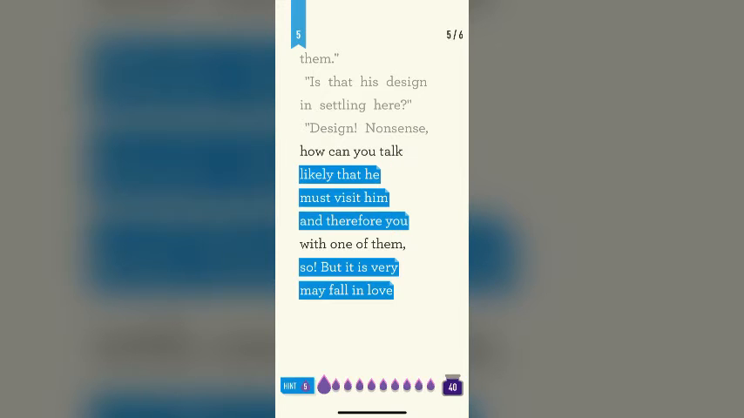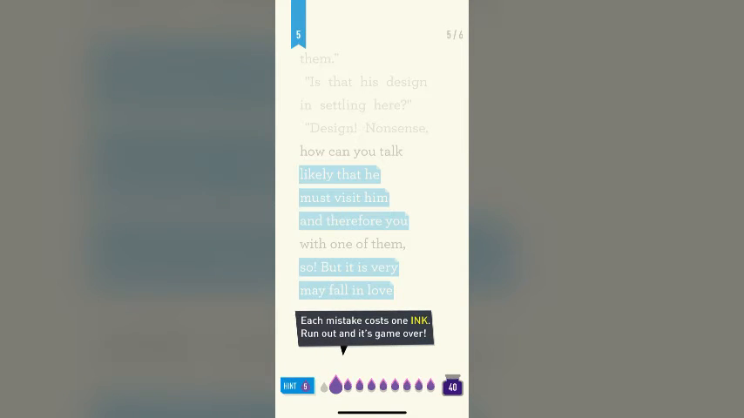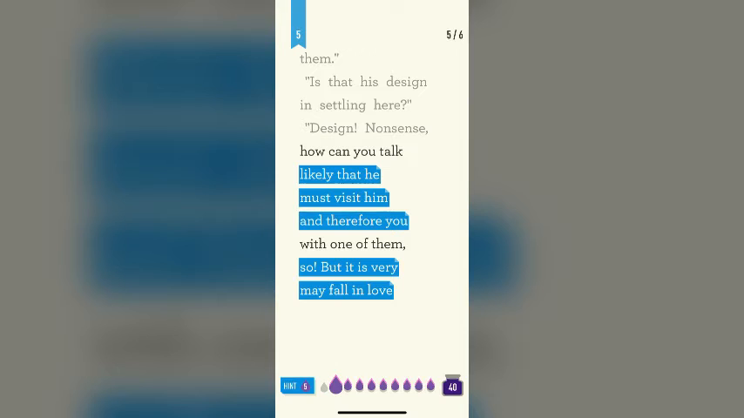I gotta say, I'm not really enjoying this game so far. Oh, yikes. Oh, each mistake costs you an ink. Okay. Oh, I didn't know that. Okay. Let's try the hint, see what happens. Ah, okay. So when you do the hint, they just swap it for you.